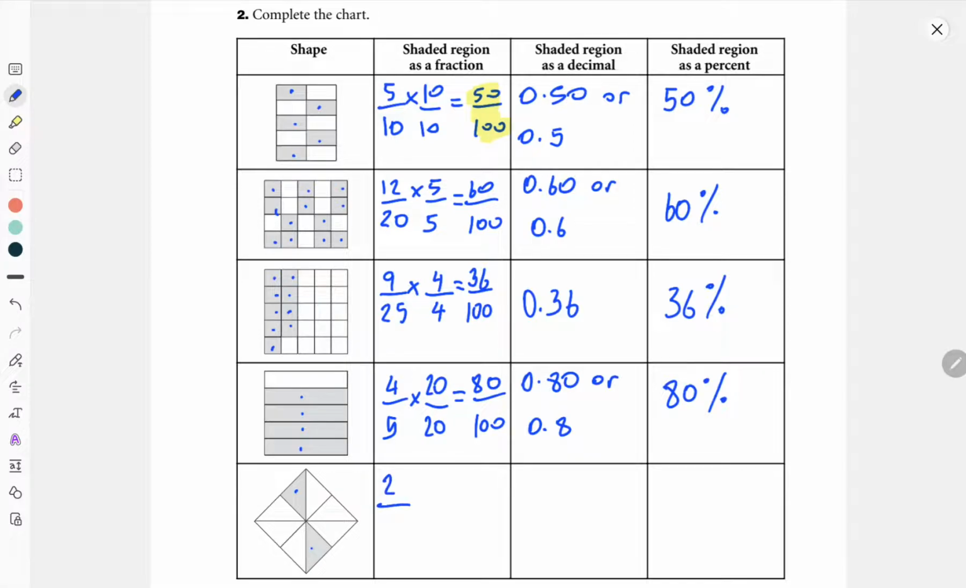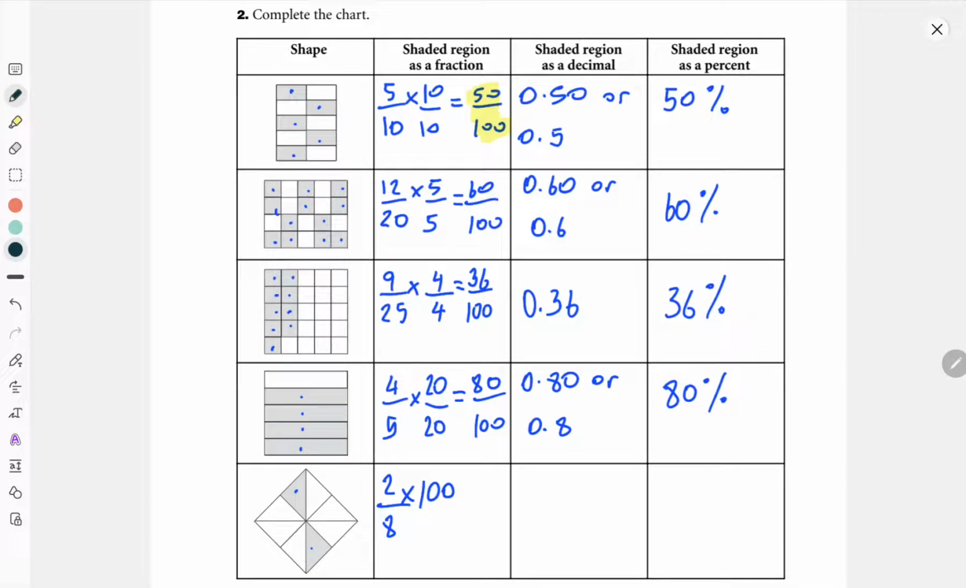And finally guys, what we have here, we have two shaded portions. So 2 over, how many do we have totally? 1, 2, 3, 4, 5, 6, 7, 8. 2 over 8, right guys? Now in this case, when no whole number can multiply with the denominator to give us 100, what we can do is we can just multiply it by 100. We can multiply this by 100, boys and girls, in these kinds of questions.